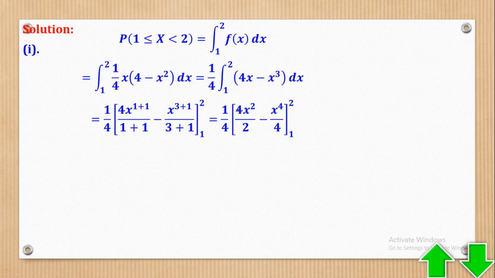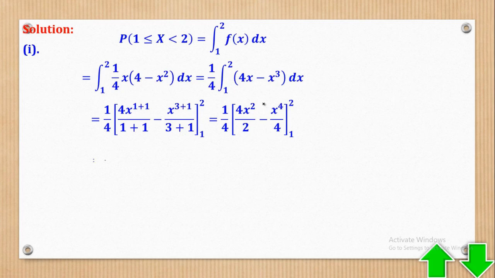So after that, we are going to simplify. So 1 plus 1 is 2, that's why you see here 4x squared, and this one is also 2, that's why you see 2 there. Then 3 plus 1 is 4, that's why you see 4 there, and 3 plus 1 is also 4, that's why you see 4 there. So with that, we have integrated.